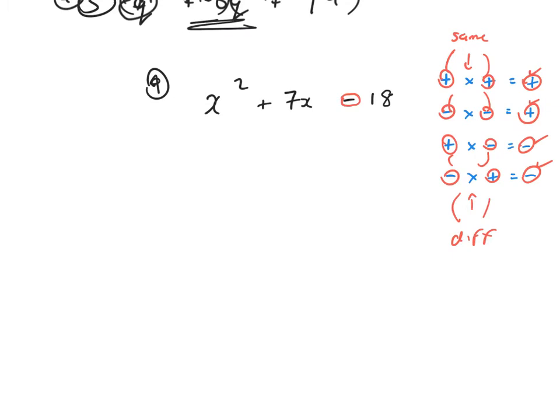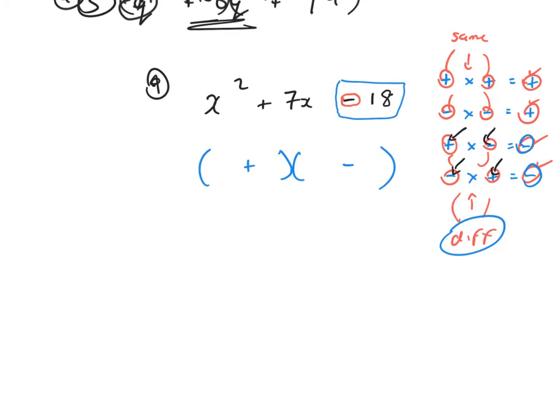Now, we're multiplying together and ending up with an answer which is minus 18. That tells me definitely that the signs need to be different. Because if you multiply two numbers together to give a negative result, that can only come from the signs being different. If the signs are the same, you always get a positive result. So we know that the signs are definitely different.